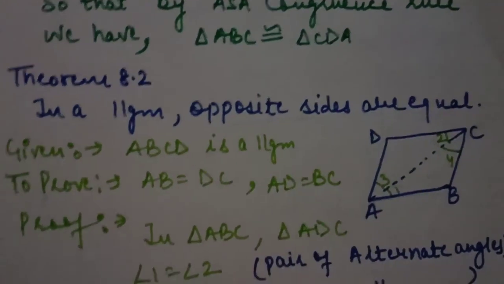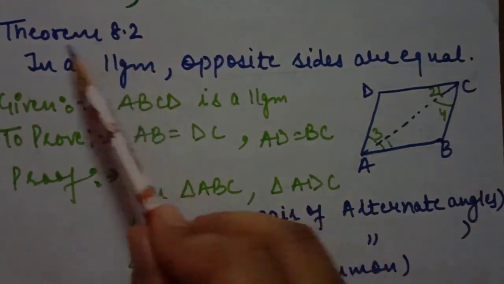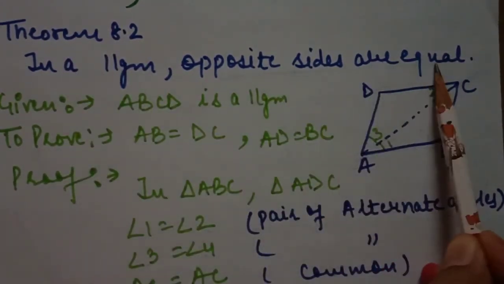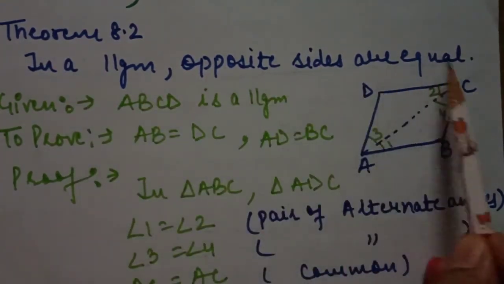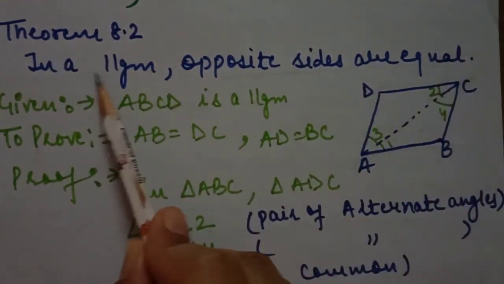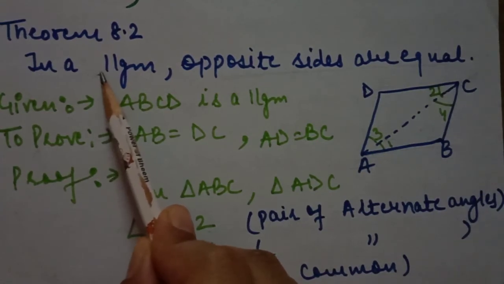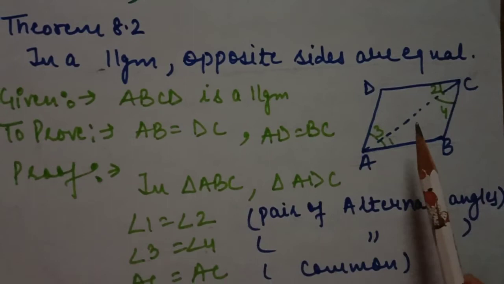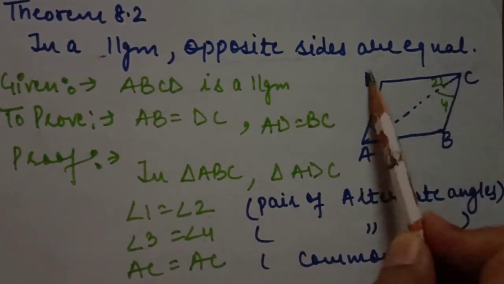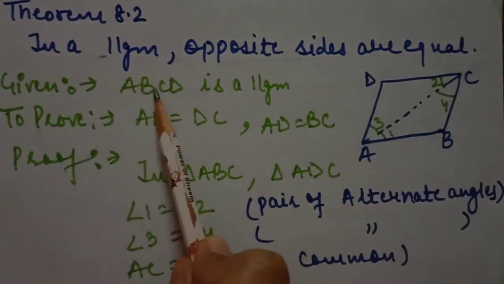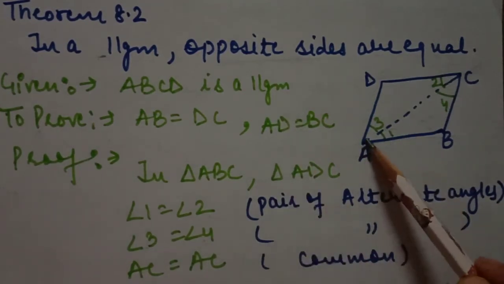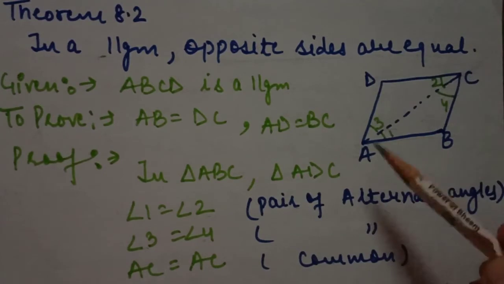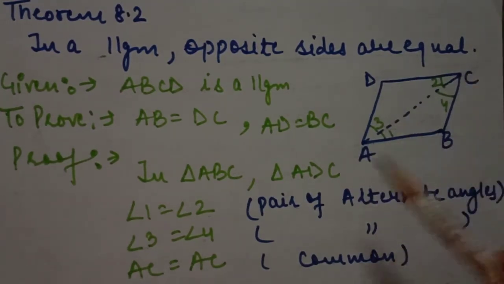So students, now theorem 8.2. In theorem 8.2, in a parallelogram opposite sides are equal. It means it is given that it is a parallelogram. We have to prove that opposite sides are equal. So students, first of all we have to draw a parallelogram ABCD. What is given? ABCD is a parallelogram. We have to prove that opposite sides are equal. It means AB is equal to DC and AD is equal to BC. We have to prove this.